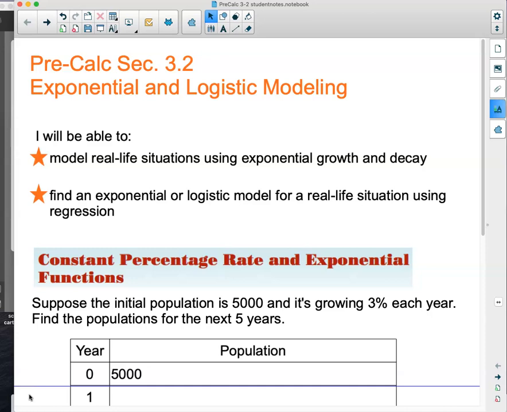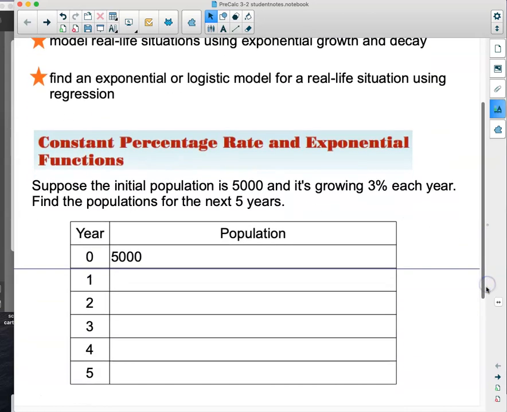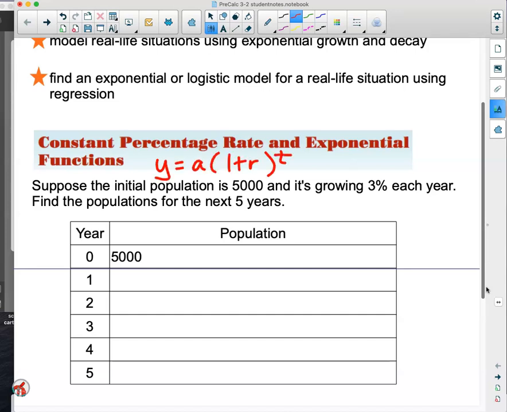So the first piece that we see here says constant percentage rate and exponential functions. And when I see constant percentage rate, I think of a formula that you guys used in Algebra 2, which was called simple interest. And it was y equals a times 1 plus r to the t. And simple interest means you're earning interest each year, and it's at the exact same rate that it was the previous year. So this problem is exactly that setup.